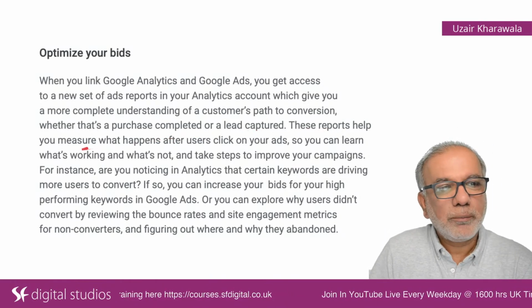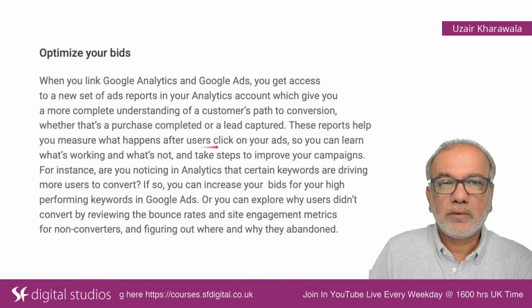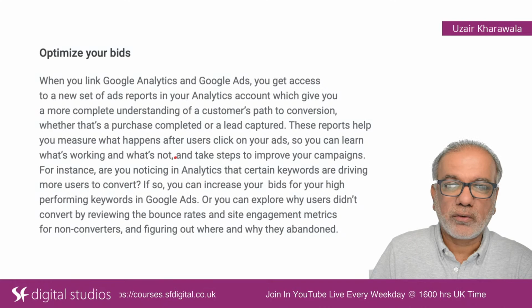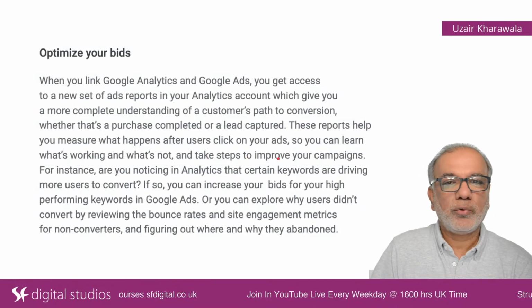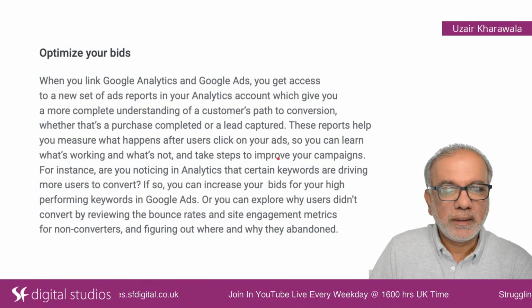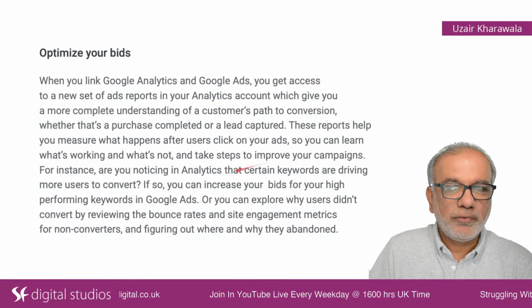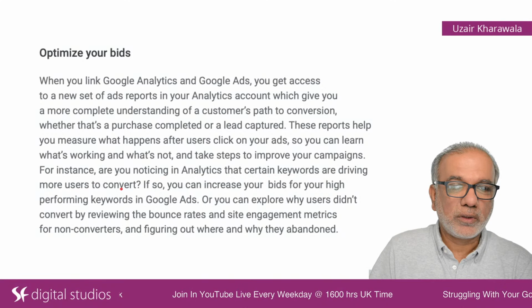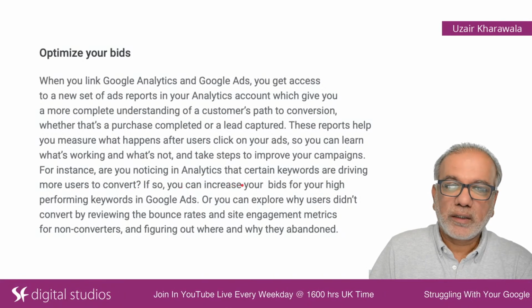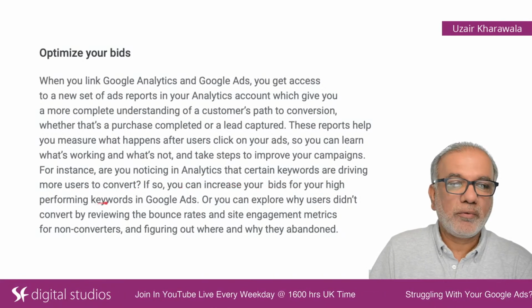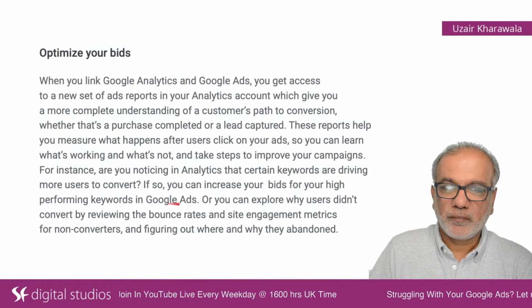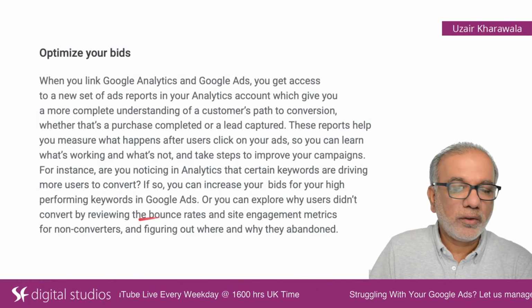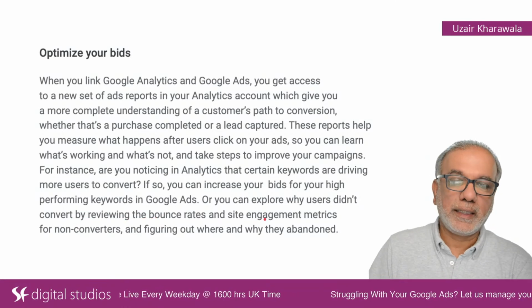So these reports help you measure what happens after users click on your ads, so you can learn what's working and what's not, and then take steps to improve your campaigns in Google Ads. So if you notice something in analytics that certain keywords are driving more users to convert, you can increase your bids for your high performing keywords in Google Ads. Or you can explore why users didn't convert by reviewing the bounce rates and site engagement metrics.